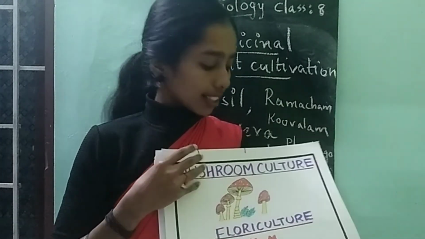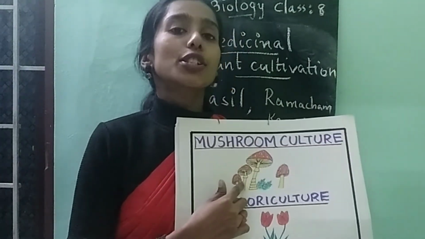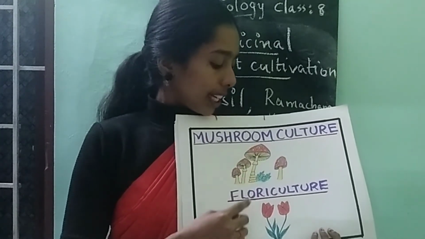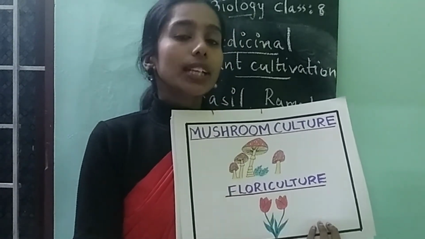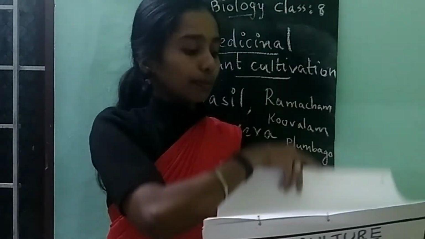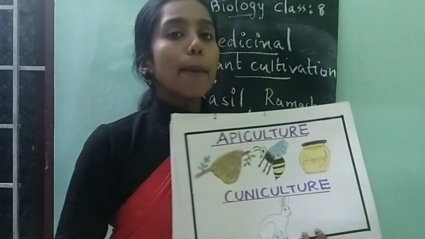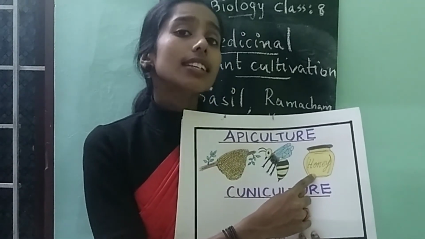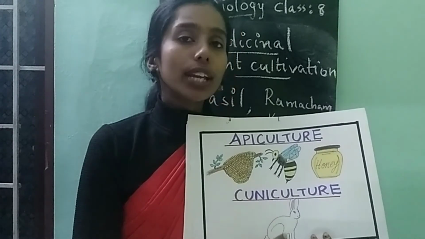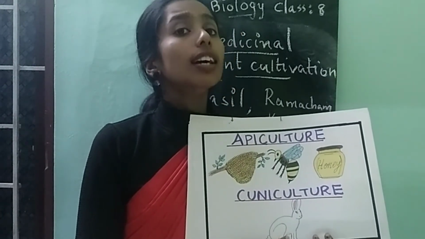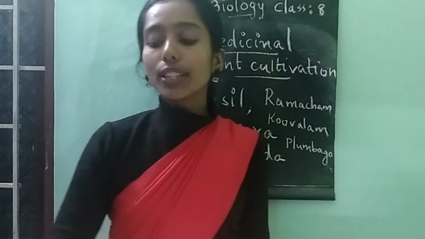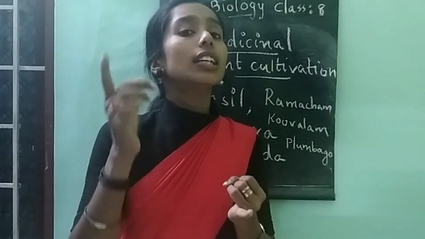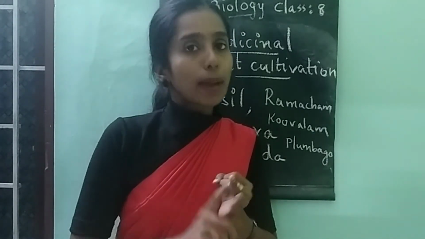The next one is mushroom culture. Can you see the picture? Mushroom culture means cultivation of mushrooms mainly for eating, as it has high nutritional value. Next is floriculture, the cultivation of flowering plants. Next is apiculture, the rearing of honeybees for the production of honey, which has high medicinal and nutritional value. Next is cuniculture, the scientific way of rearing rabbits. We also discussed horticulture, the cultivation of fruits and vegetables, and lastly medicinal plant cultivation.